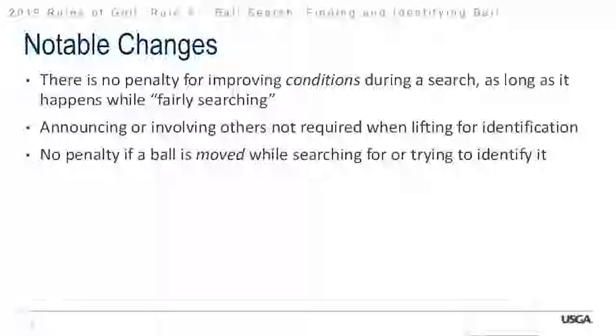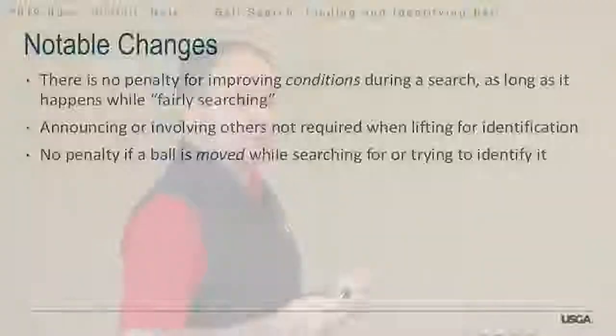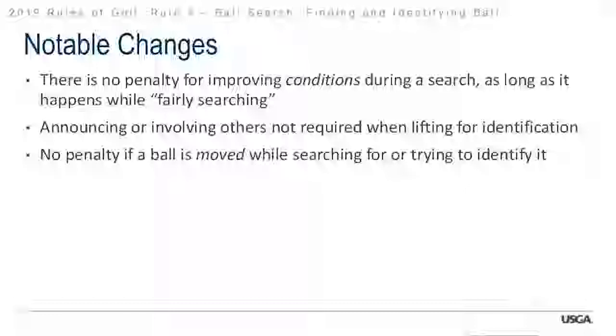The rules of golf now trust you to go ahead and do what you're supposed to do. We don't need somebody over your shoulder every time you are checking out your ball. And there's no penalty if the ball is moved while searching for or trying to identify it. When we get into this one, we will be very specifically talking about you must be searching for the ball. Just accidentally moving your ball in the general area is still going to be a penalty. You have to be actively searching for your ball for this to apply.